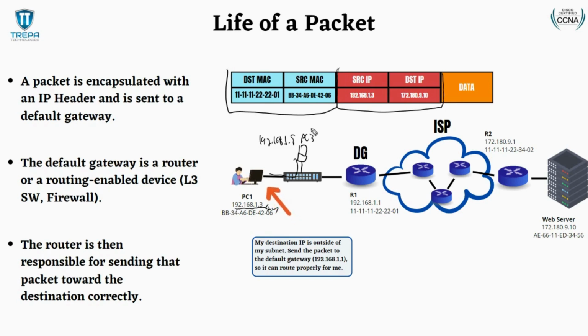Now, let's say this PC1 needs to talk to a web server. And that web server in our example is at this IP address, 172.180.9.10. Well, now that PC recognizes that this destination IP address is outside of its network range, meaning it's not part of my network. So where does it need to send that traffic? Well, now what it's going to do is encapsulate that packet with the default gateway's MAC address, and it's going to send that packet to the default gateway.